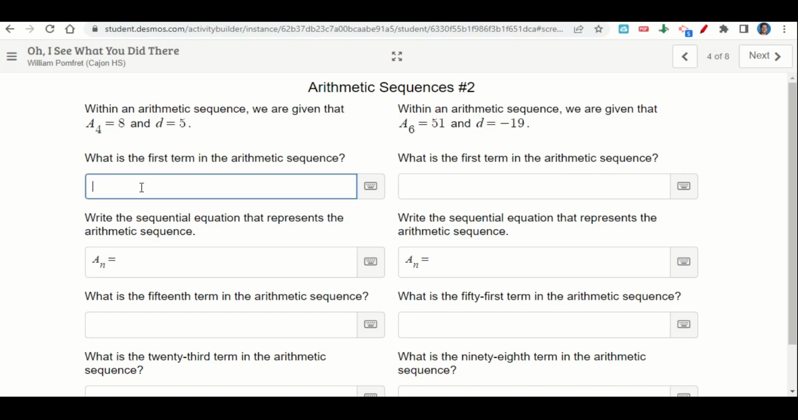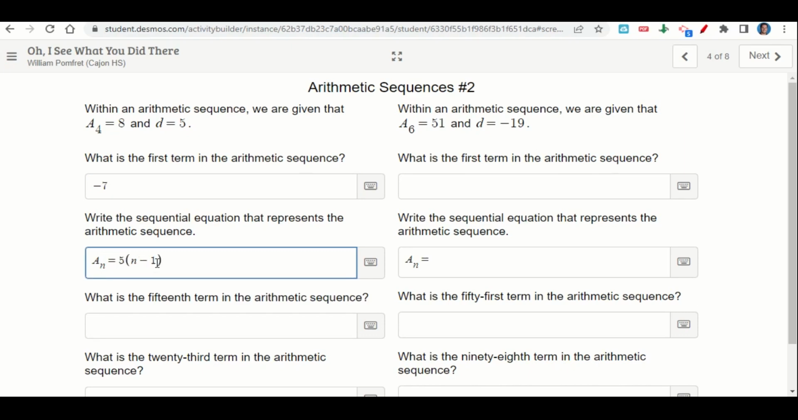So we're going to subtract 5. So if we subtract 5, we get 3. That's A3. Then we subtract 5 again, we get negative 2. That's A2. Subtract 5 again, we get negative 7. So that would be my first term. So now I just plug in my equation. So my common difference is 5 times n minus 1. And my A1 is negative 7, so minus 7.